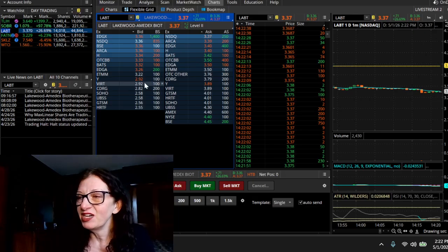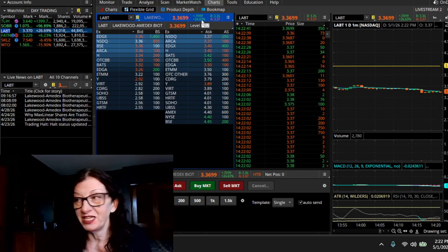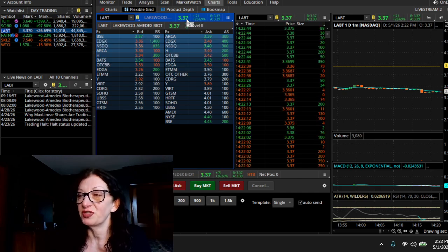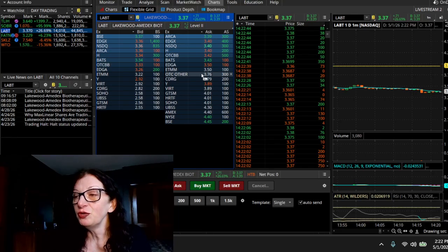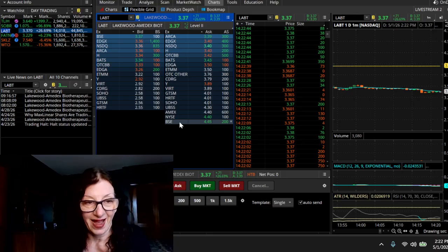And this here is level 1 and level 2. Level 1 is just the top part. There's a couple of things here, but it shows the market price and the bid and the ask. Level 2 goes into more depth on the bid and the ask.